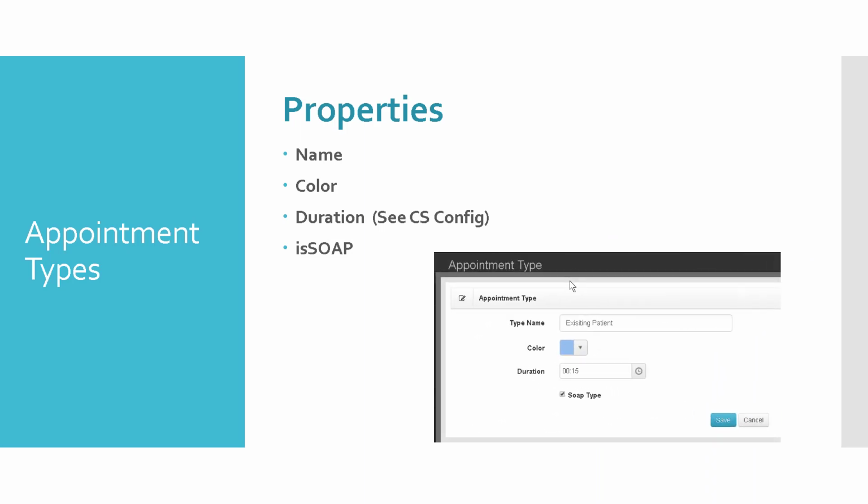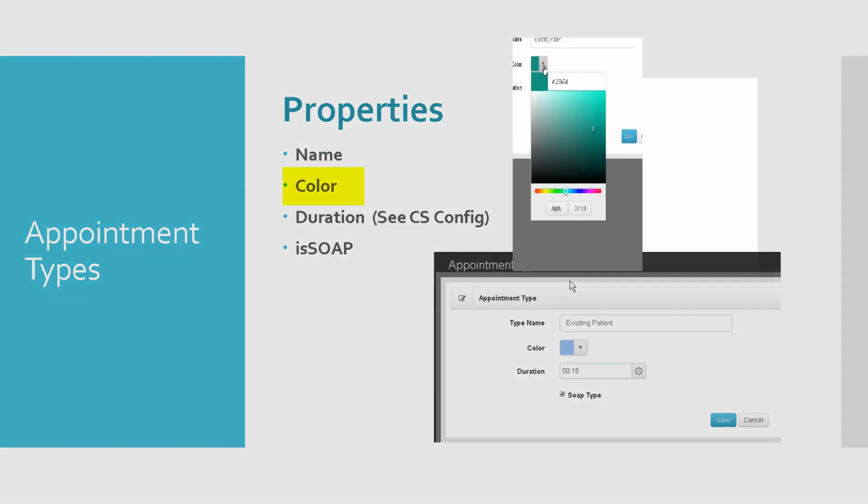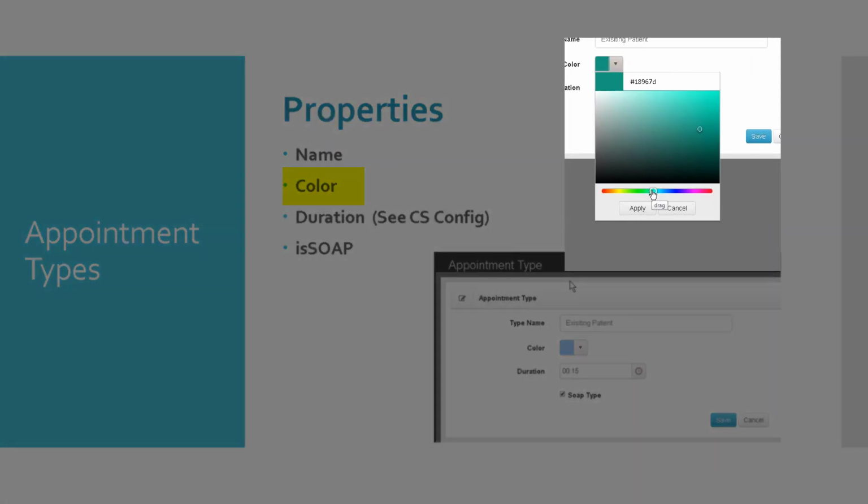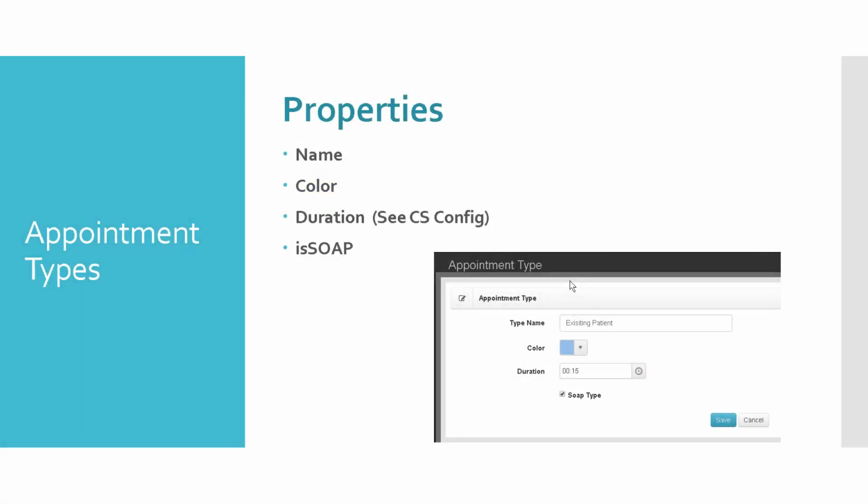Name. This can be anything you want: new patient encounter, returning patient, review of findings. It's based on your clinic. Color. You can use the color picker to choose what color the appointment type shows up on the clinic schedule calendar, as well as the colored tiles from the clinic dashboard.